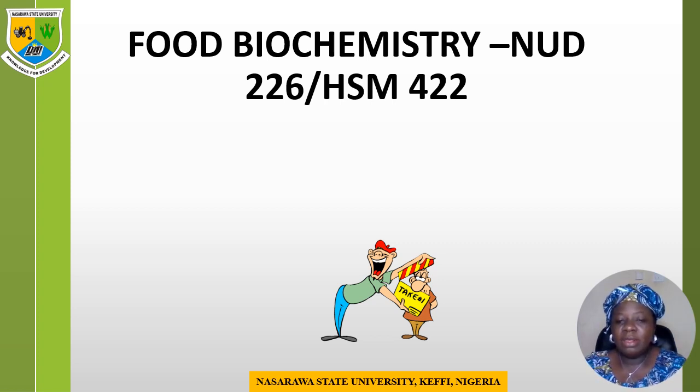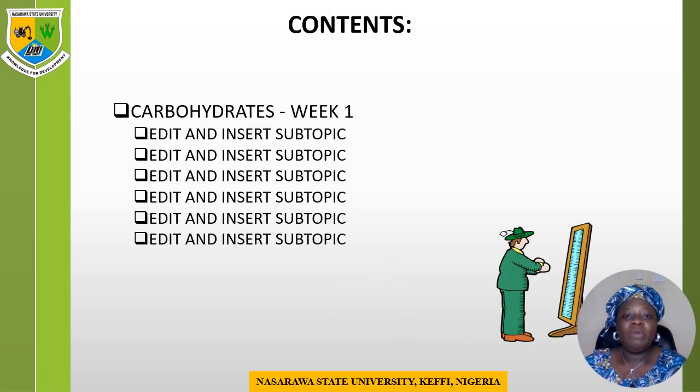This course is being taken by nutrition students at 200 level, while it is taken by home science and management students at 400 level. For week one, we'll be looking at carbohydrates.